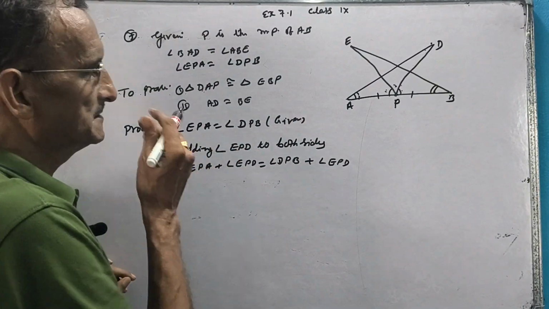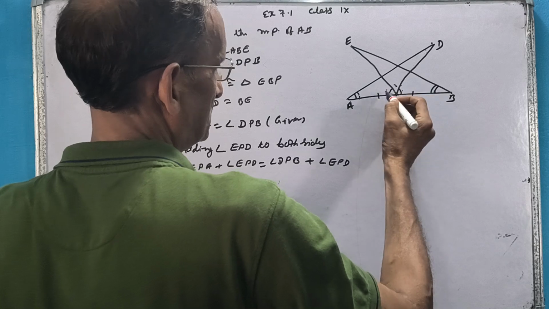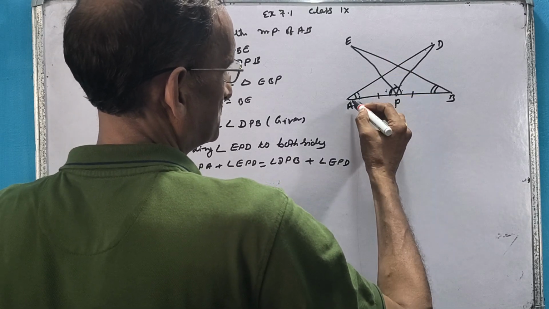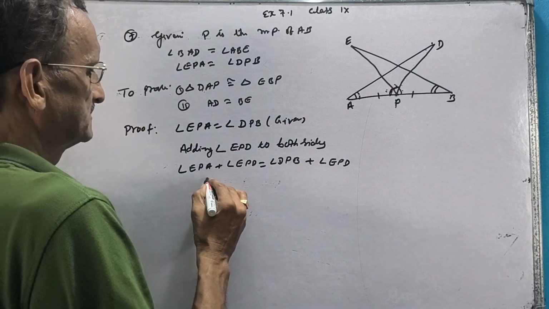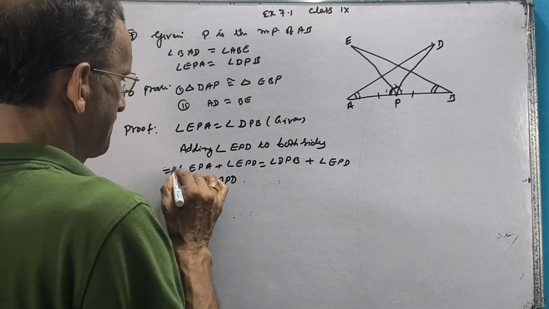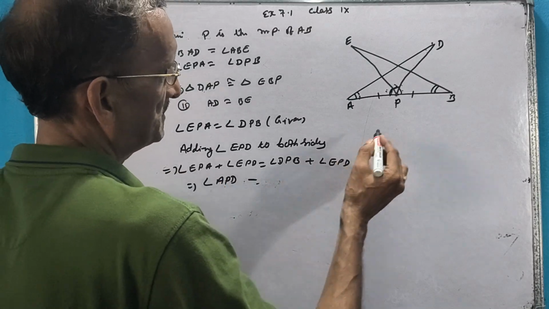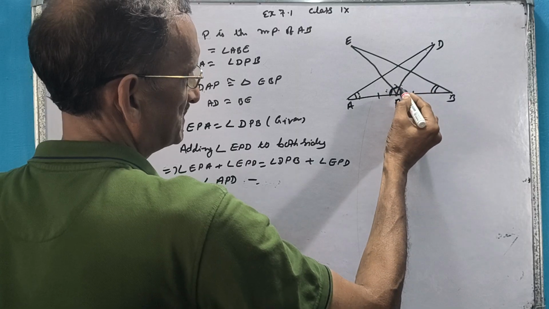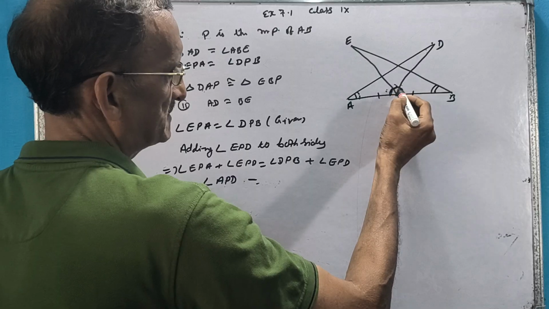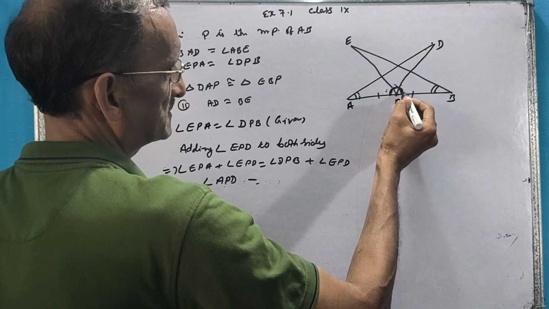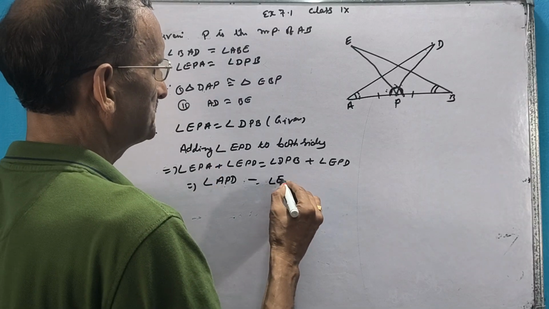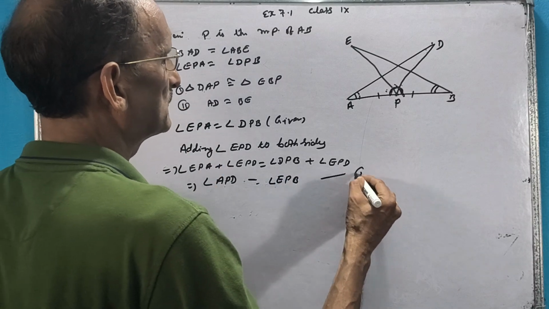Now EPA plus EPD, see here, EPA this angle plus EPD this angle. What will we get? What is the name of this angle? Angle APD. This will be angle APD. Here DPB means this angle, and EPD means this angle. So this plus this, what will you get? What is the name? Angle EPB. Let it be equation 1.